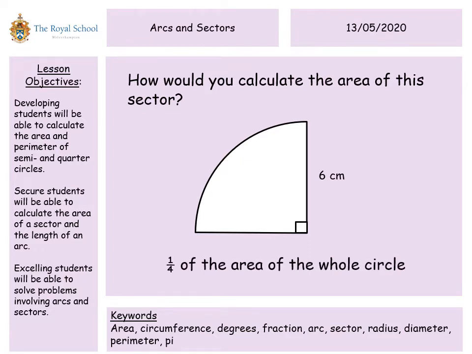Therefore, we would use our regular area of a circle formula. Area of a circle equals pi r squared, and then we would find 1/4 of that answer. That's all we need to do for the area of these sectors.